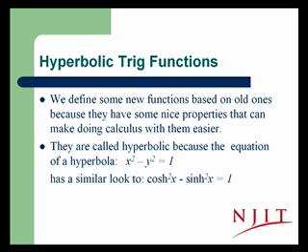We call them hyperbolic functions because the equation of a hyperbola, x squared minus y squared equals 1, has a similar look to cos squared minus sin squared equals 1. That is, hyperbolic cosine squared of x minus hyperbolic sine squared of x equals 1.